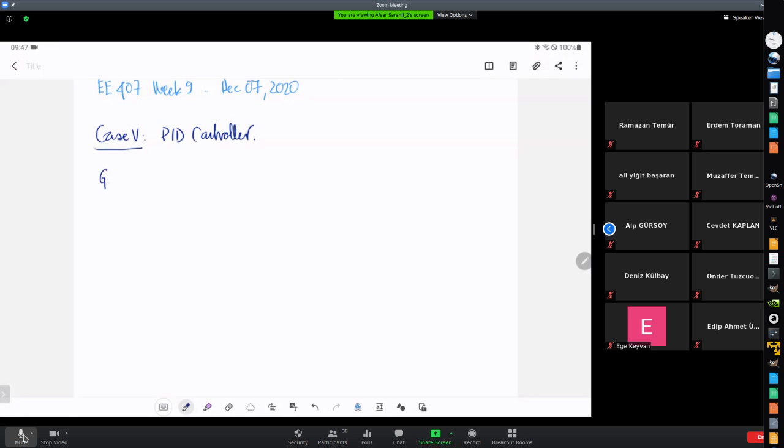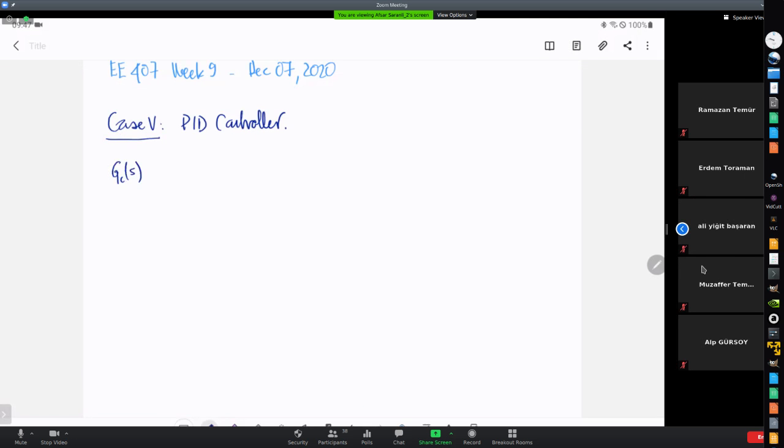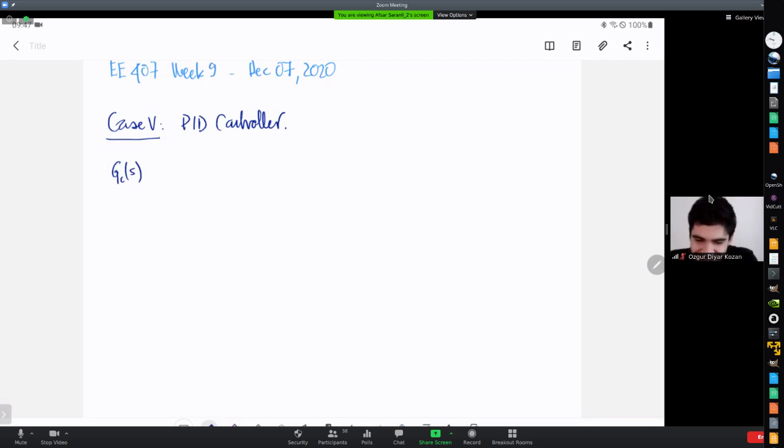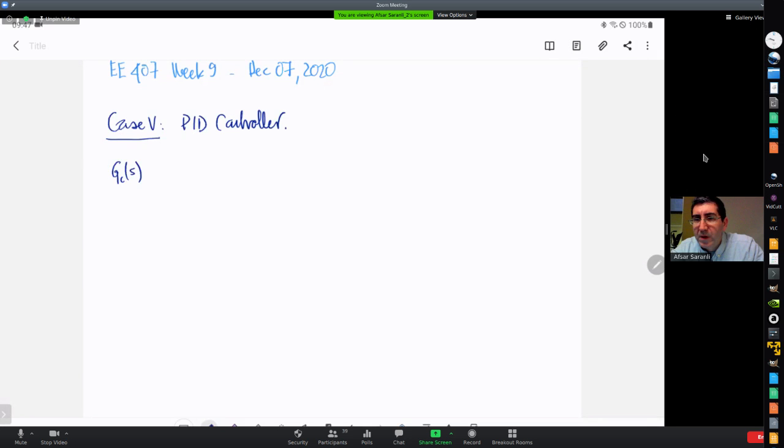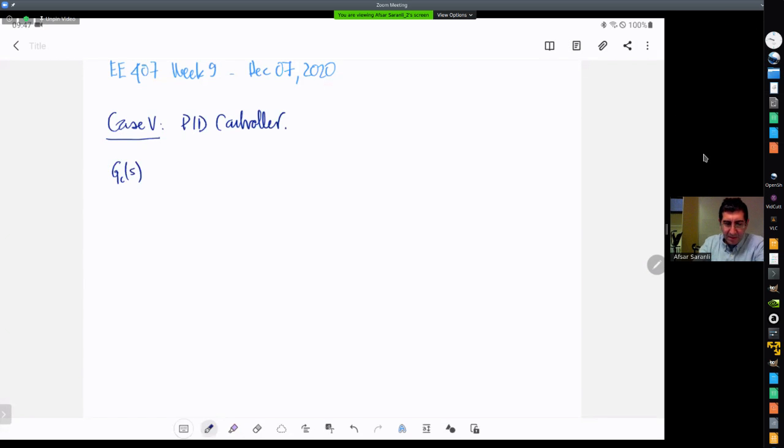And what we started to write down was actually GC of S, which was in this case composed of the 3 components, but after a while we arrived at the fact that this was actually resulting in 2 separate zeros and a standalone integrator, and with a separate gain.